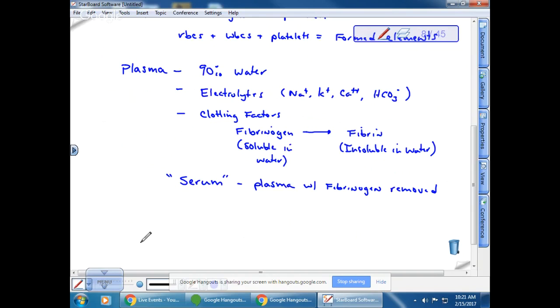Okay. The other things that are found in this include globular proteins called globulins. So these are globular proteins.